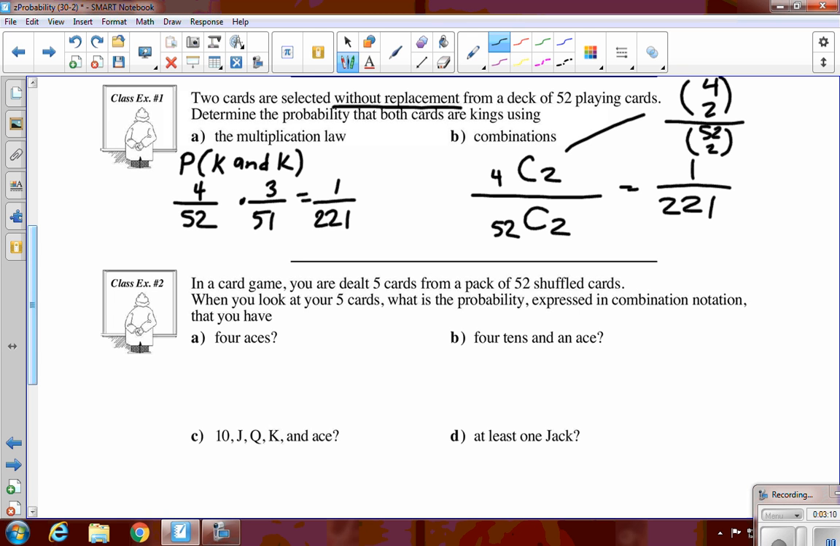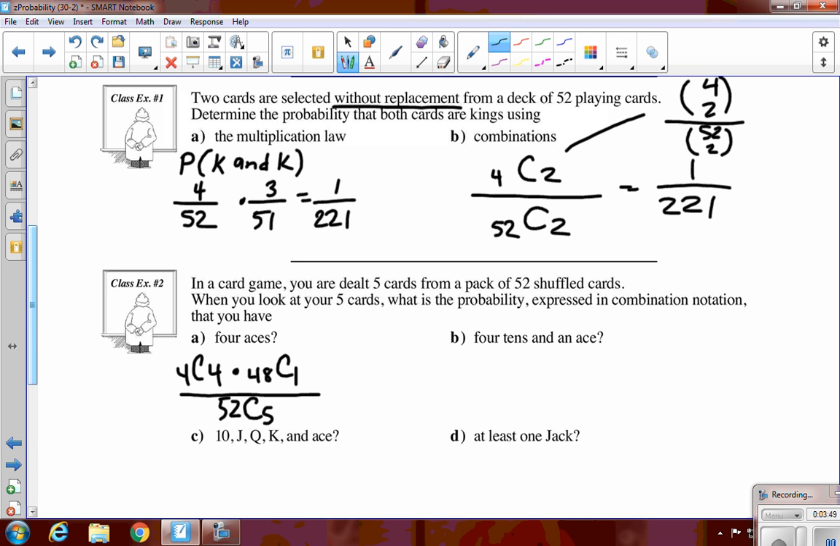So 4 aces, but we need a 5-card hand, right? So we're going to still say our total is 52 cards, and how many are we choosing? 5 of them. We need a 5-card hand, but we need 4 aces and, which means multiply, something that's not an ace, right? So 4 aces, how do we get that? 4, choose 4. And we need a different card. How many are not aces in that deck? 48 of them. So we got 48, choose 1.